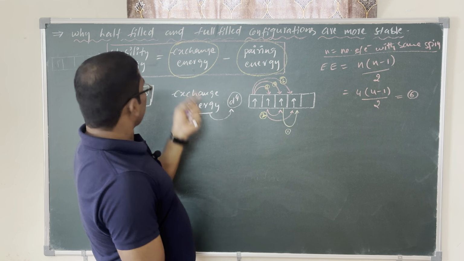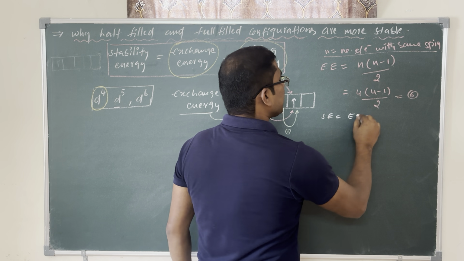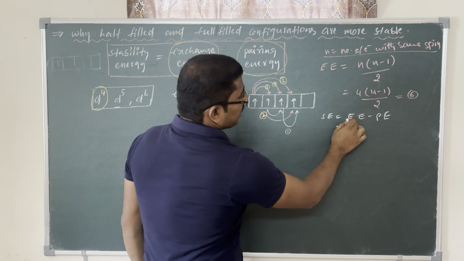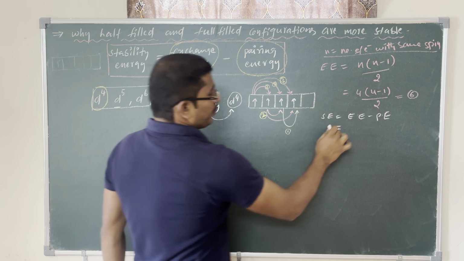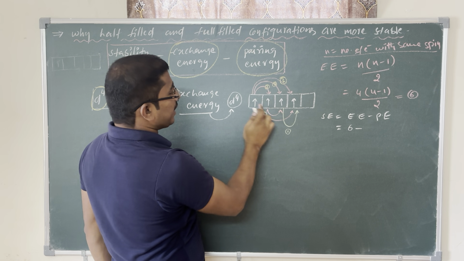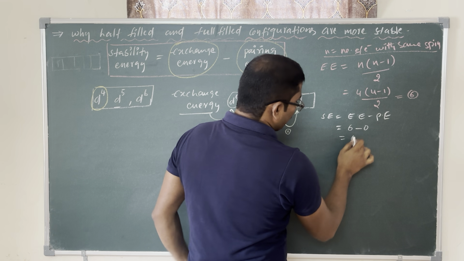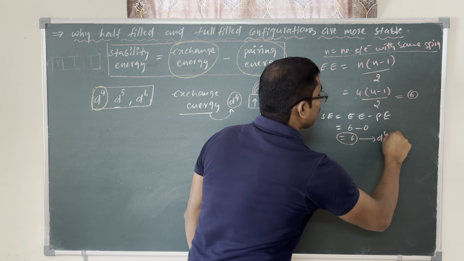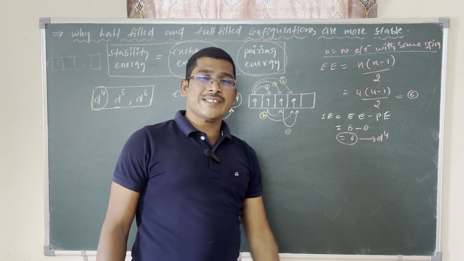Exchange energy. Now coming to the stability I am calculating here. Stability energy is equal to exchange energy minus pairing energy. Now, exchange energy for the d4 configuration is 6, minus pairing energy. Are any pairs there? No pairs are there. That is 6 minus 0 is equal to 6. So the total stability energy of the d4 configuration is equal to 6.